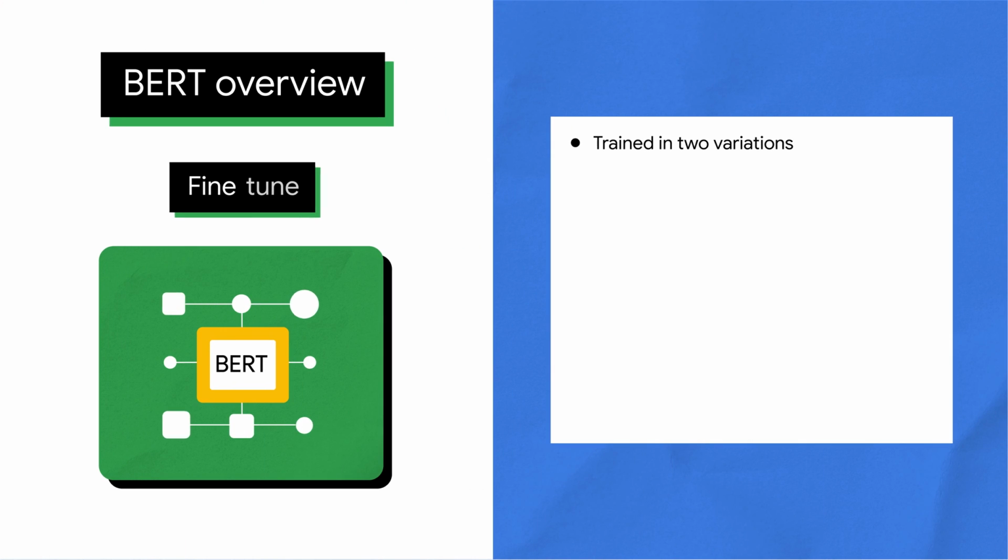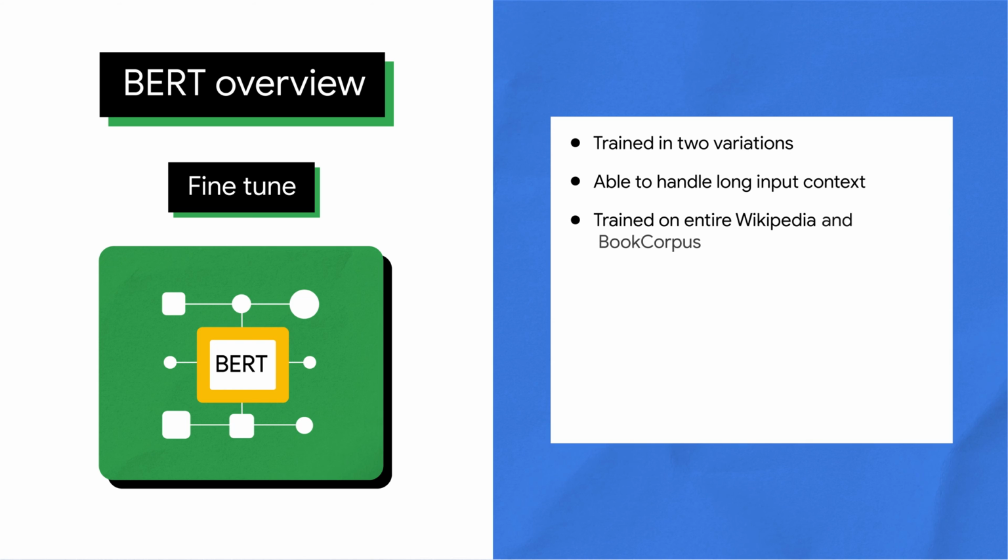BERT was trained in two variations. One model contains BERT base, which had 12 stacks of transformers with approximately 110 million parameters, and the other, BERT large, with 24 layers of transformers with about 340 million parameters. The BERT model is powerful because it can handle long input context. It was trained on the entire Wikipedia corpus and book corpus. The BERT model was trained for 1 million steps.